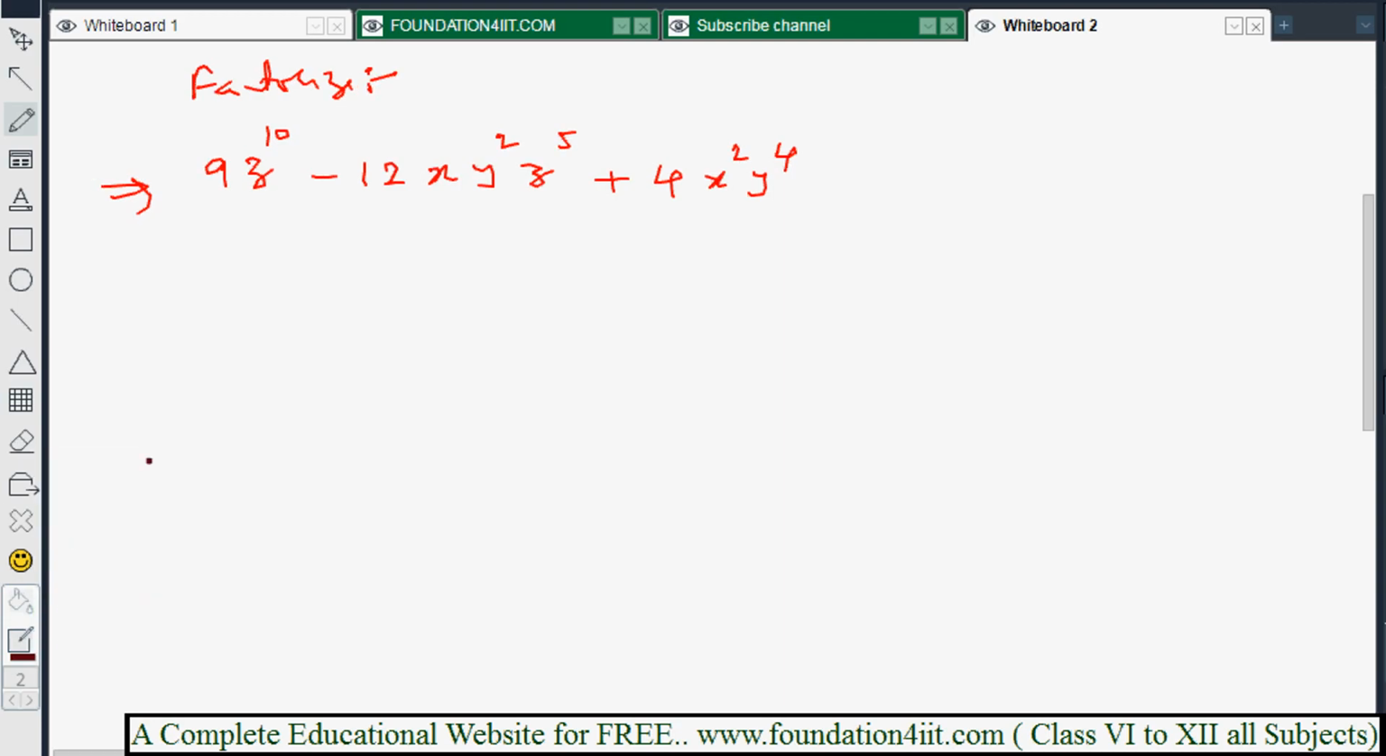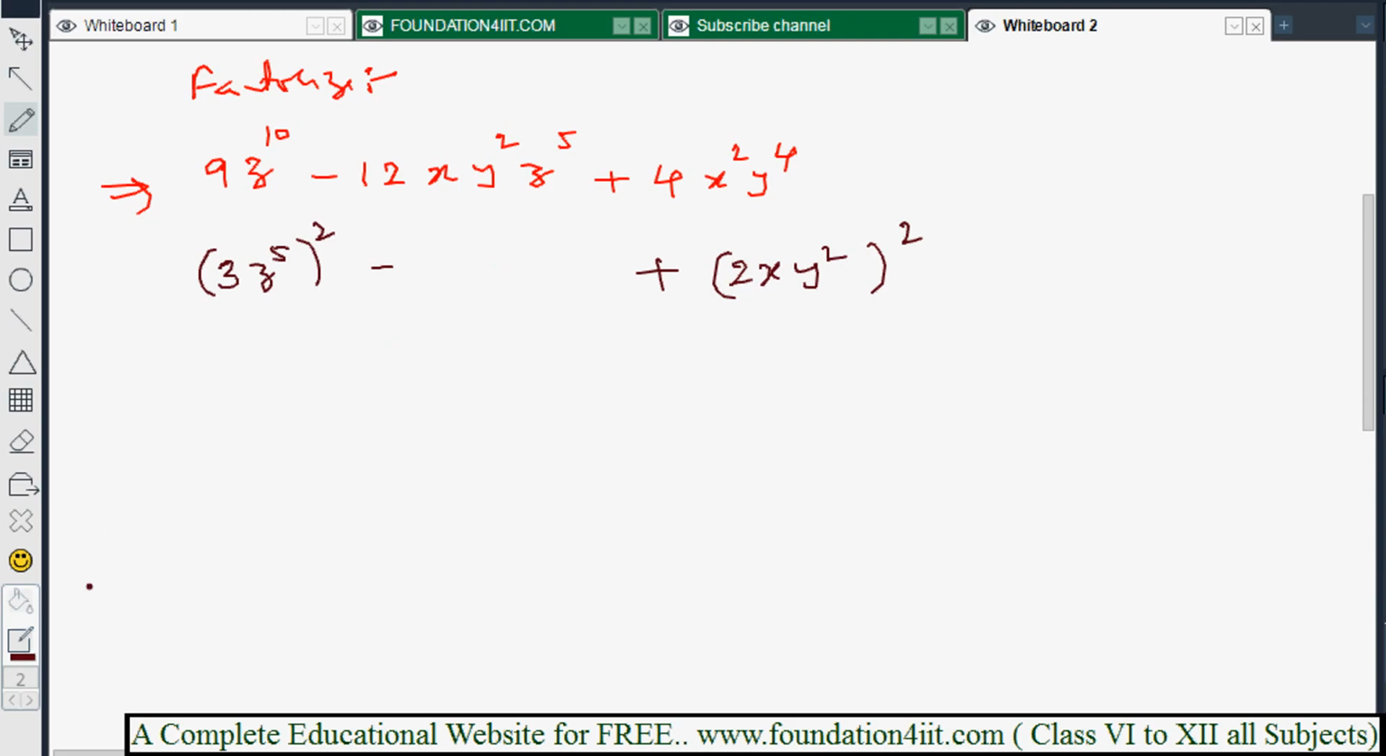For example, first is 9z to the power 10. So 9 is nothing but 3 square, we know it. Now z to the power 10. So (3z to the power 5) overall square I am writing. Okay, 3 square is 9 and z power 5 whole square is z power 10. Now last term, third term if you observe, (2xy square) whole square. Okay, 2 square is 4 and x square, y square whole square is y power 4.